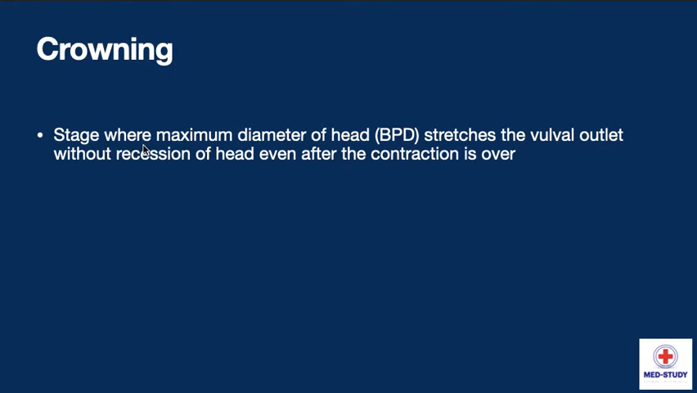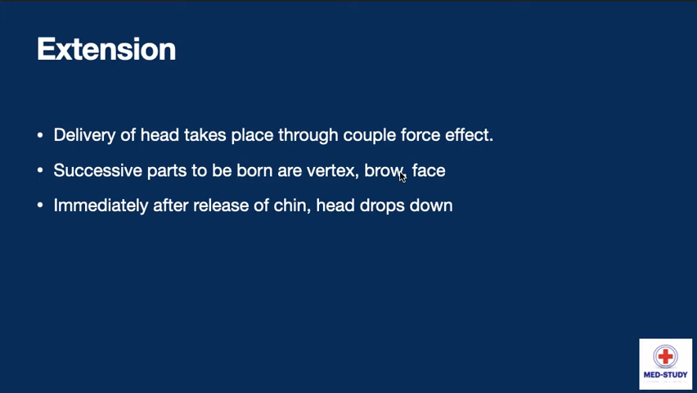Crowning is the stage where maximum diameter of the head, that is biparietal diameter, stretches the vulval outlet and without recession of head even after the contraction is over. Extension, it is delivery of head takes place through the couple force effects. Successive parts to be born are vertex, brow, and face. Immediately after release of chin, head drops down.